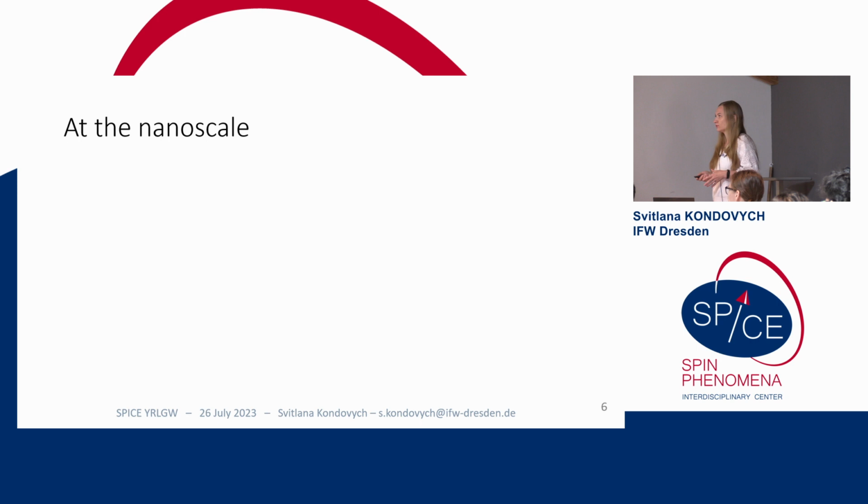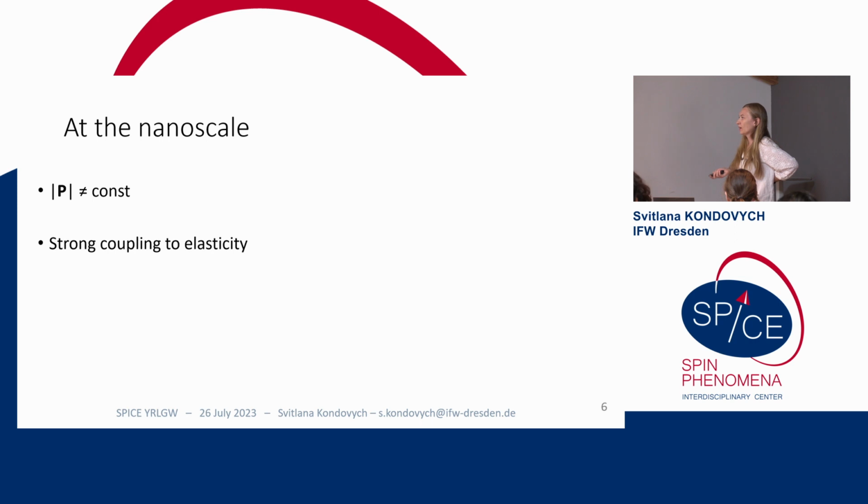When coming to the nanoscale, it is important to know that ferroelectrics are also somehow different from magnetic materials. First of all, polarization can acquire any amplitude. We know that in many magnetic materials, spins cannot vanish, but polarization can actually vary in space and also vanish. So there can be points in the nanoparticle, in the material, where polarization is equal to 0.